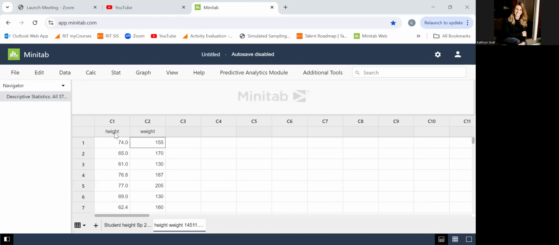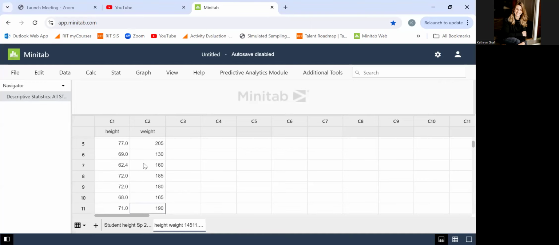So I already opened up a file from a couple semesters ago, which is of the height and weight of students. So the height is in inches, weight is in pounds here. And we can see this class. There's 20 students in this sample. So I typically have about 36 students in a class. So I took a sample out of that 36 for 20. Okay, so my sample size is 20 here.